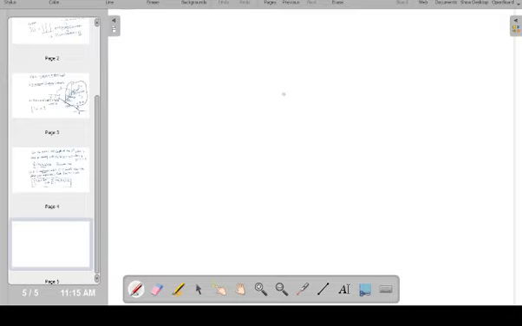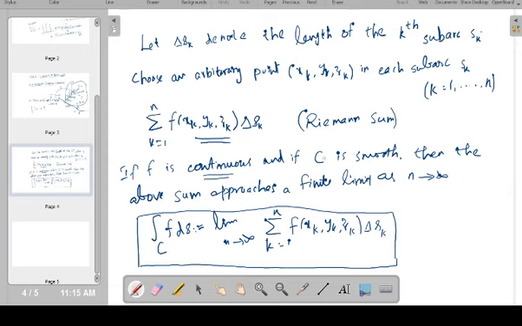So how to evaluate line integrals? Practically we cannot use that definition which we defined like this in the previous video. The definition was integral over C f ds is equal to limit of this Riemann sum.